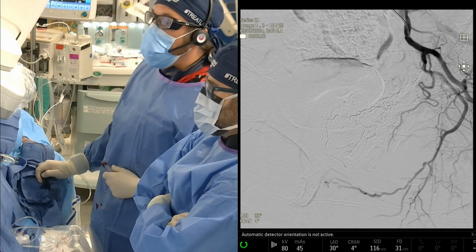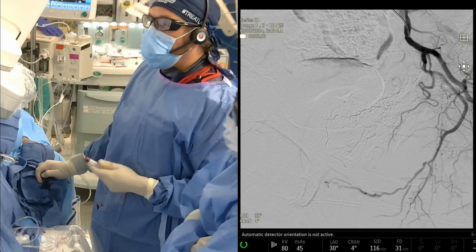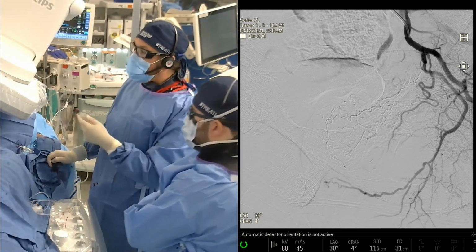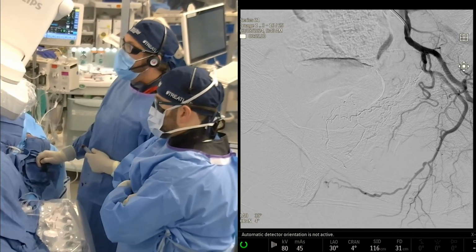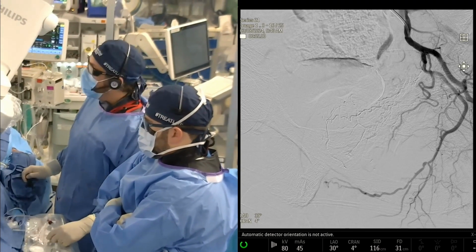The other thing to keep in mind is the obturator. We probably won't check the obturator on this side because we have full coverage of the prostate. So we're going to go to the right side now.